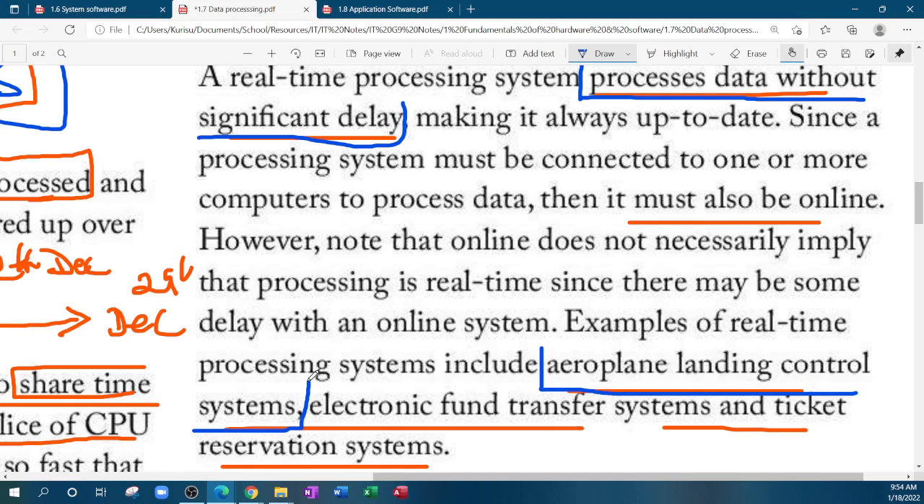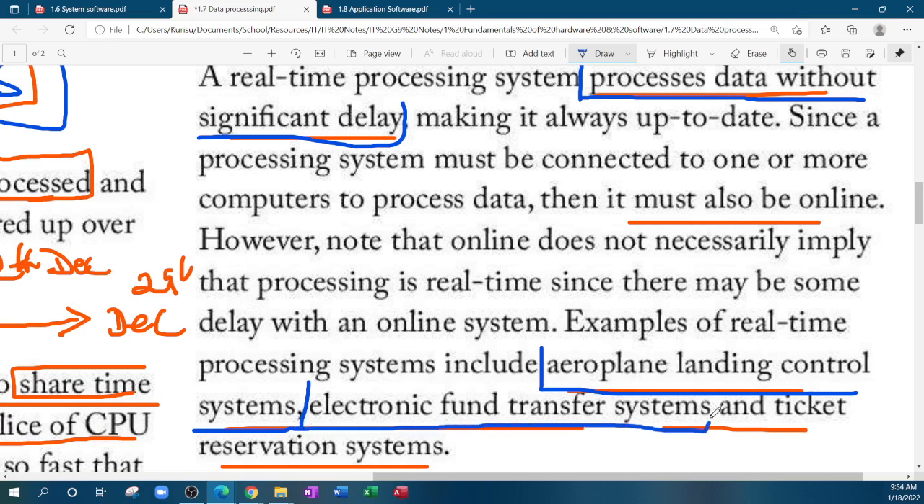Planes cannot stay up in the sky just like that for long periods of time. So batch processing is not going to be suitable there. You need something to process the data right away with minimum time. So an airplane landing control system, they need that data processed right away.